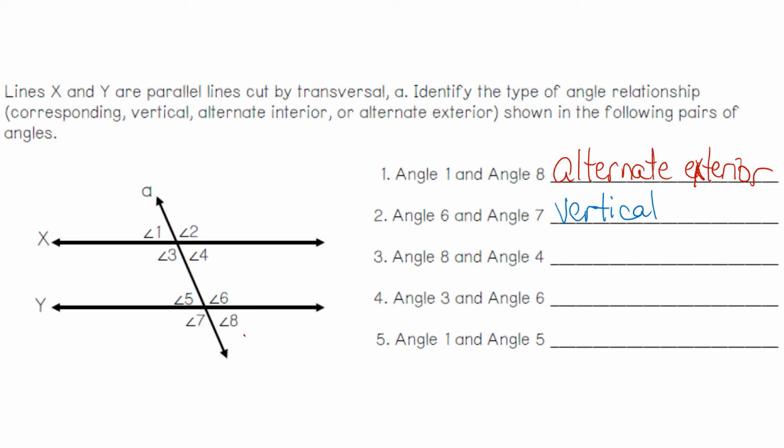Then we want to look at angles 8 and 4. Notice both of these are on the right-hand side of the transversal. They're both on the bottom sides of the parallel lines. So they're in the same position, just on a different line. So those are called corresponding.